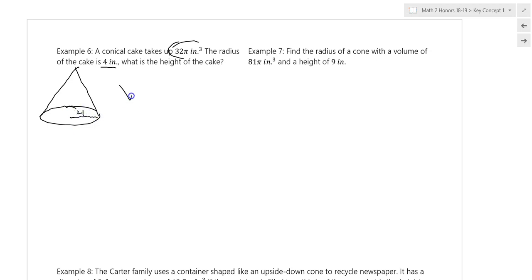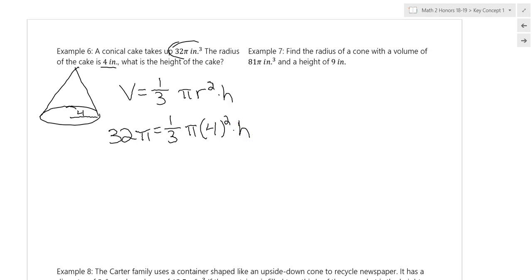So again, for a cone, volume equals 1/3 pi r squared times height. Just writing down my formula. I know my volume is 32 pi. My r is 4. I don't know my height. So I'll just keep it as h. That's my variable that I'm solving for.